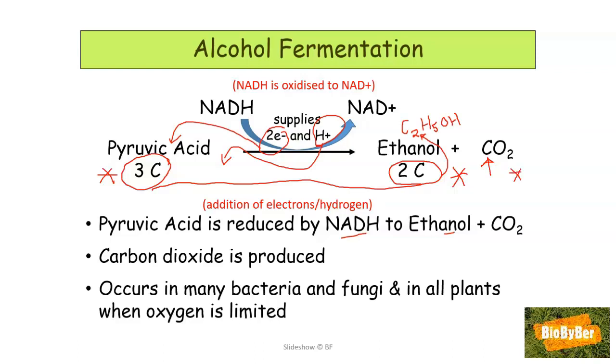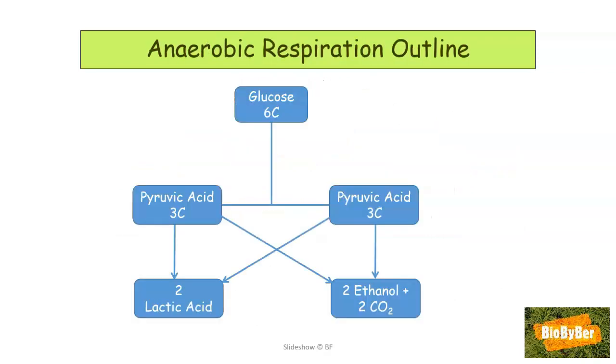Alcohol fermentation occurs in many bacteria and fungi during the making of wine and baking if you're using yeast, and it occurs in all plants when oxygen is limited. Now, as we've said before, this account is rather complicated. Outline diagrams provide a convenient way of summarising wordy accounts. And if it includes all the key words, then it will substitute quite often for a lengthy description.